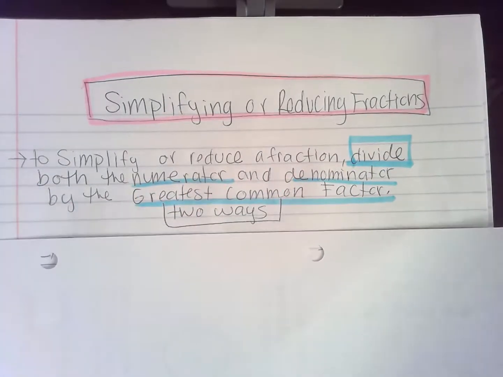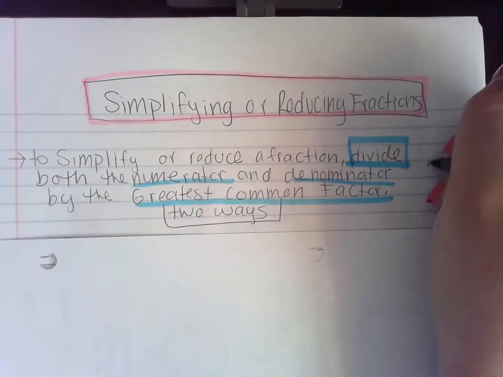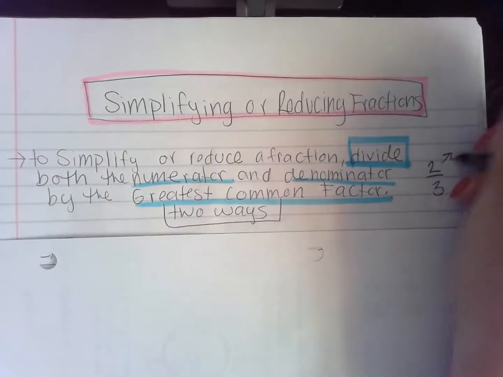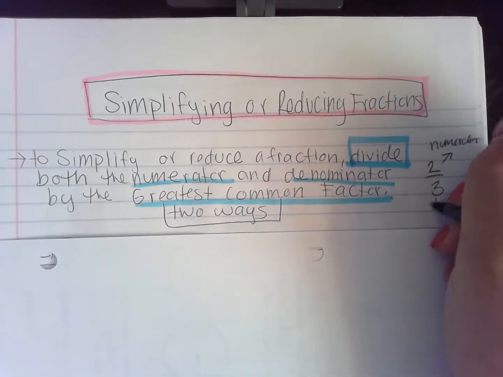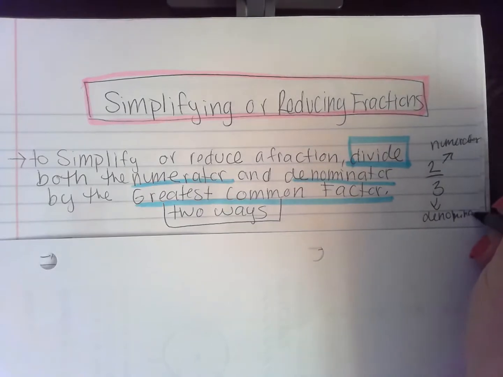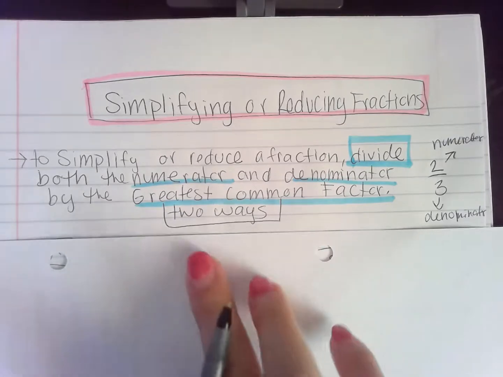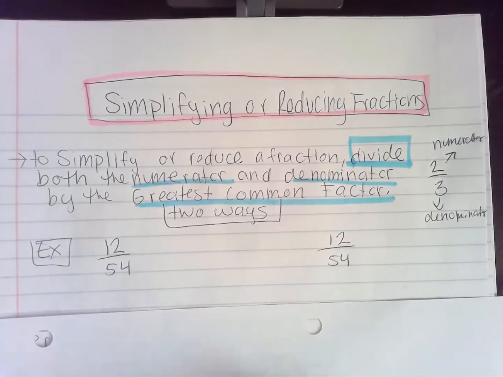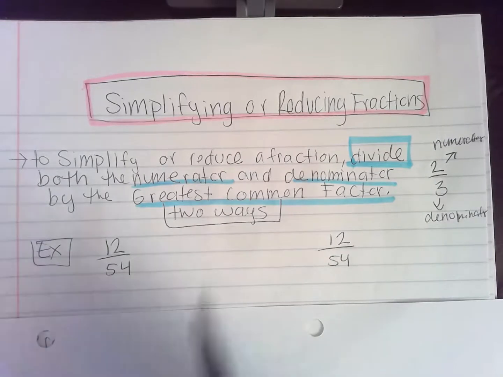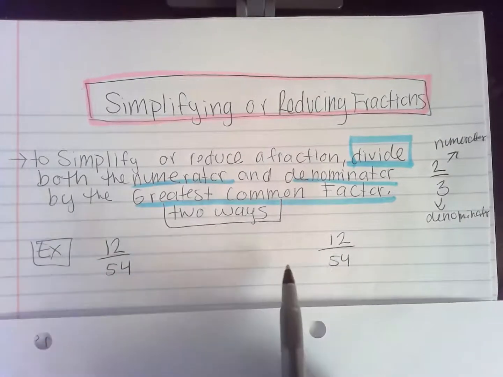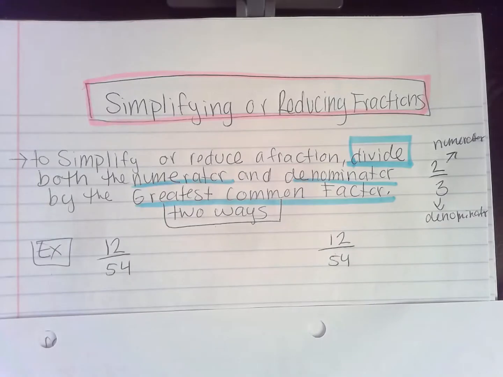So remember from yesterday's lesson, we said, let's say that we have 2/3. My top number is going to be my numerator, and my bottom number is going to be my denominator. So what I need to do is find the greatest common factor between my numerator and my denominator. So I actually have two examples here below. They're the same exact fraction, and I wrote it two ways because there are two ways to simplify these fractions. And I'm going to do this way first.